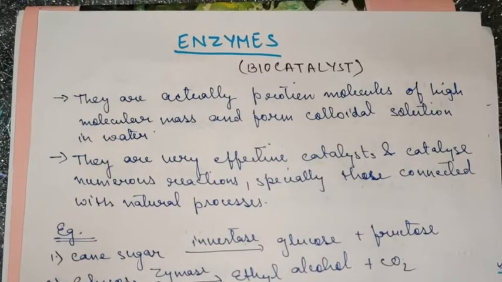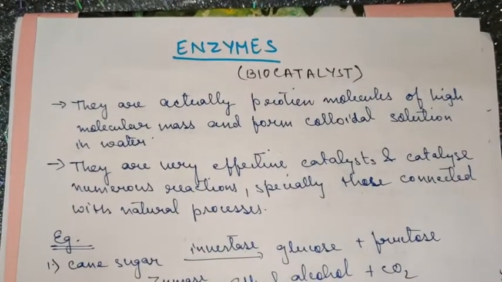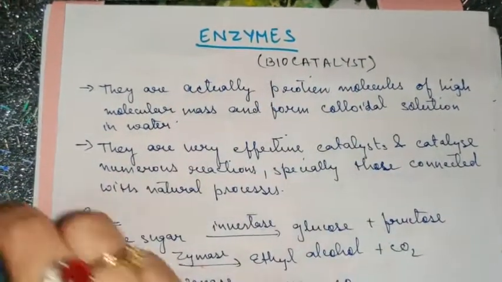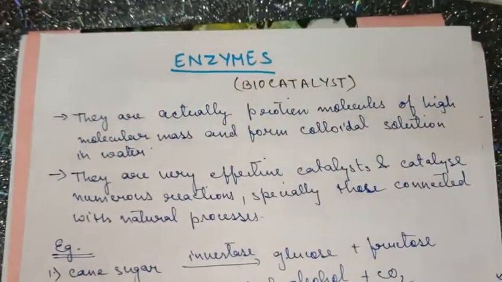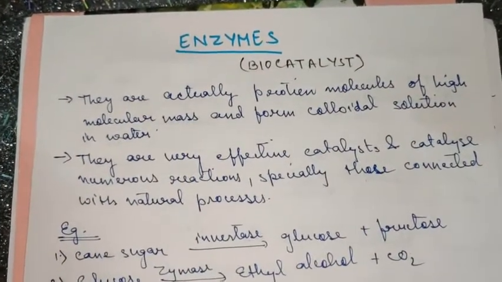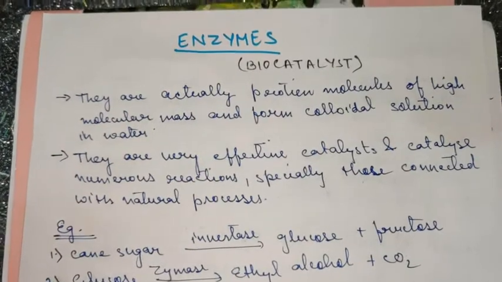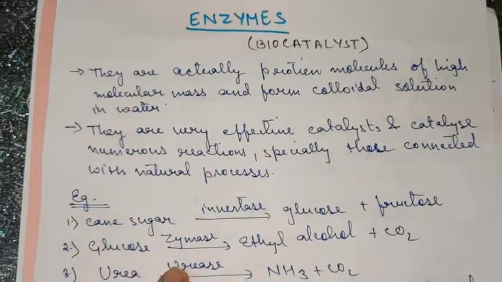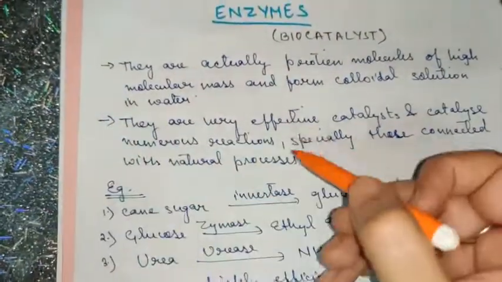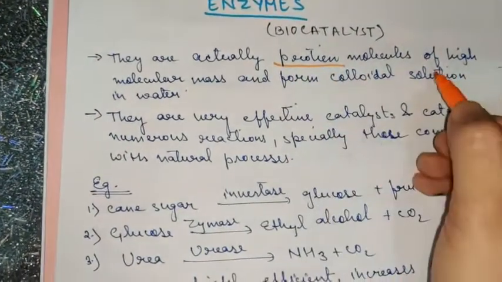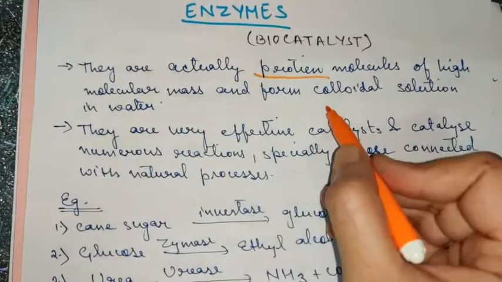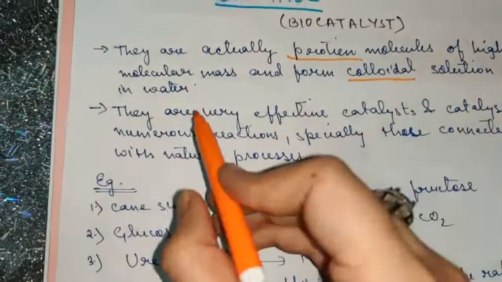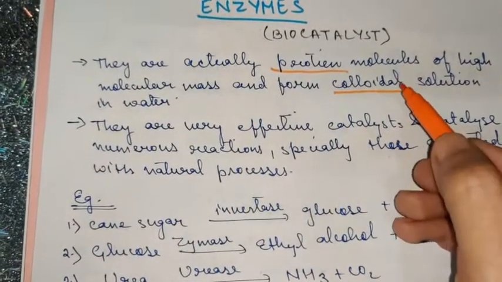Now moving on to enzymes, which are biocatalysts or biological catalysts. Children, they are also catalysts, but since they alter the rate of the biological reactions, the reactions which are occurring in animal and plant bodies, therefore they are known as biocatalysts. They are actually protein molecules. They are protein in nature, of high molecular mass, and form colloidal solution. I'll be discussing colloids later on in this chapter. In fact, the next topic is colloids only.